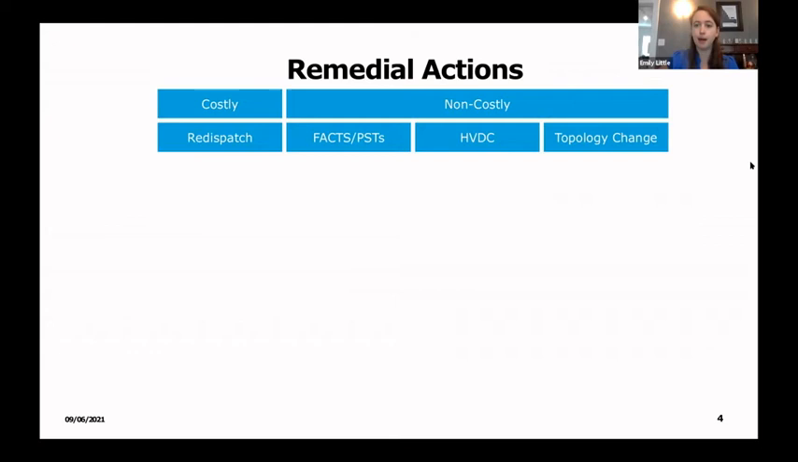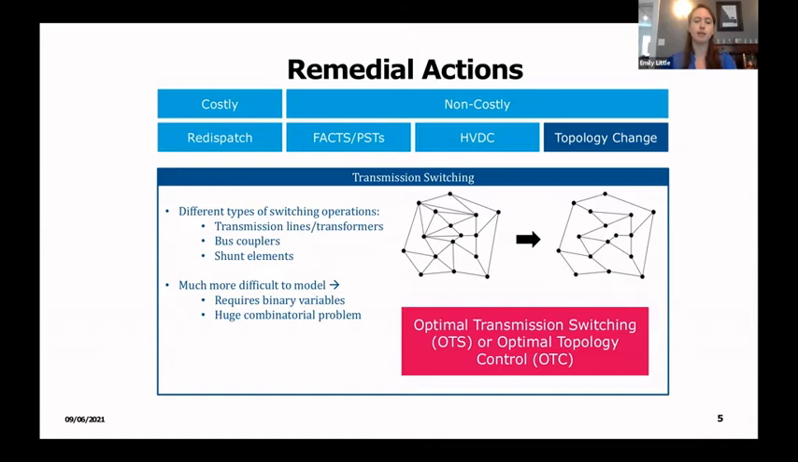So this includes anything like switching a line in and out of service, or it could be activating a switch within one bus of the network as well, to either merge or split it and to change the topology of the network. This problem is traditionally much more difficult to model. It's a huge combinatorial problem.